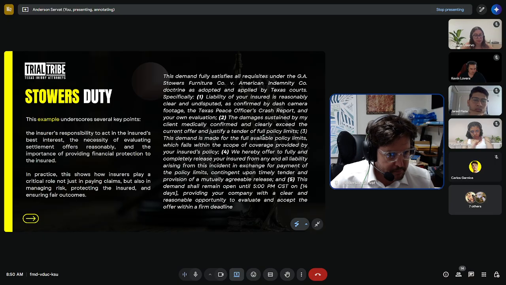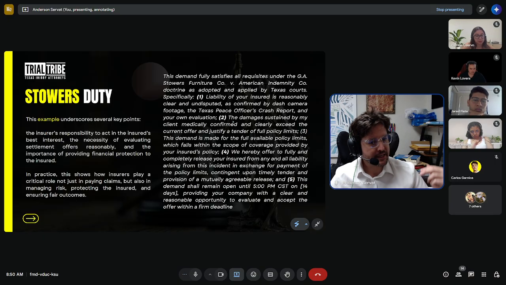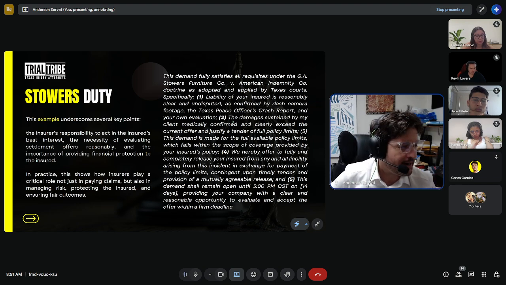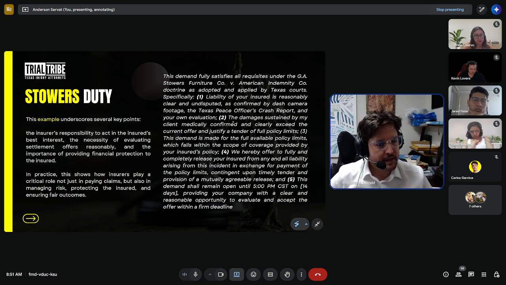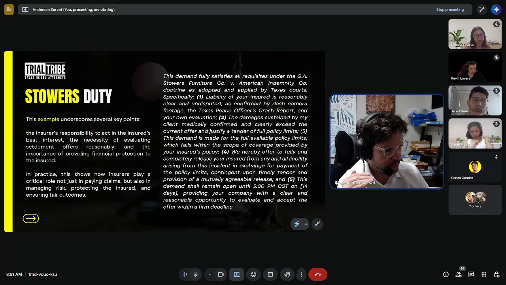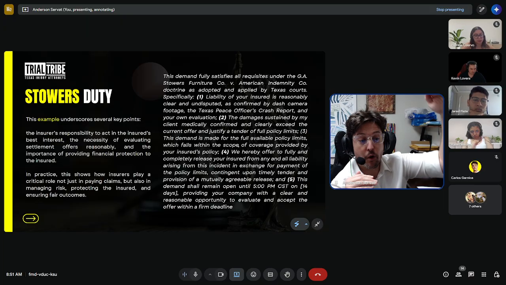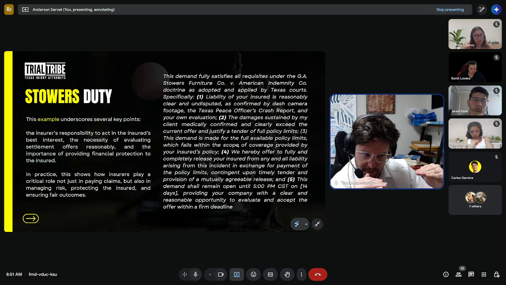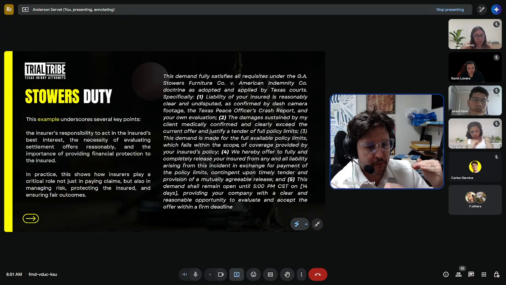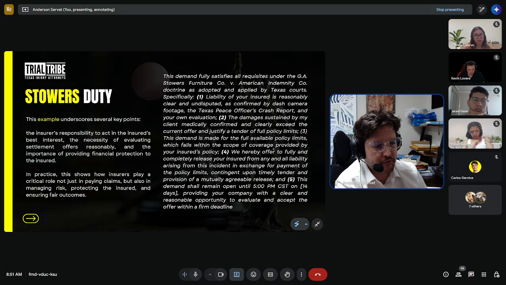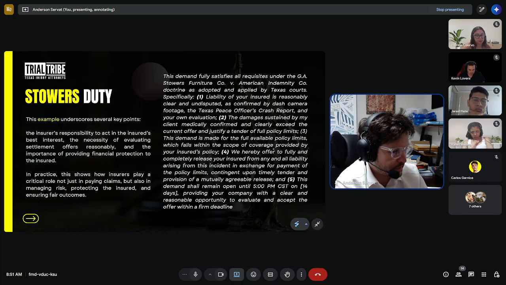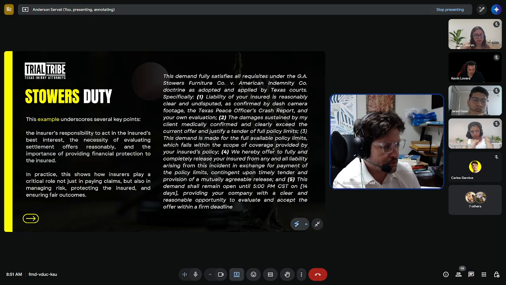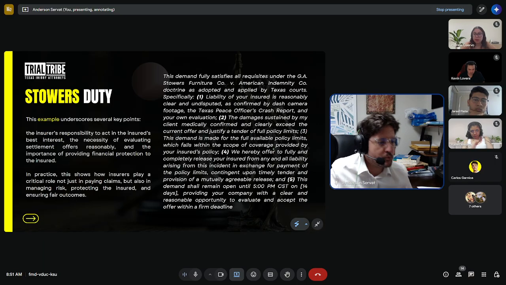The damages sustained by the client, medically confirmed, exceed the limits. The bills are higher than the policy limits. The demand is made for the $100,000 policy limits, and we offer a full release. That's why we need a release for the insurance. So if they send me the policy limits, the full amount, I'm going to release them from the problem. They don't need to worry about me anymore.